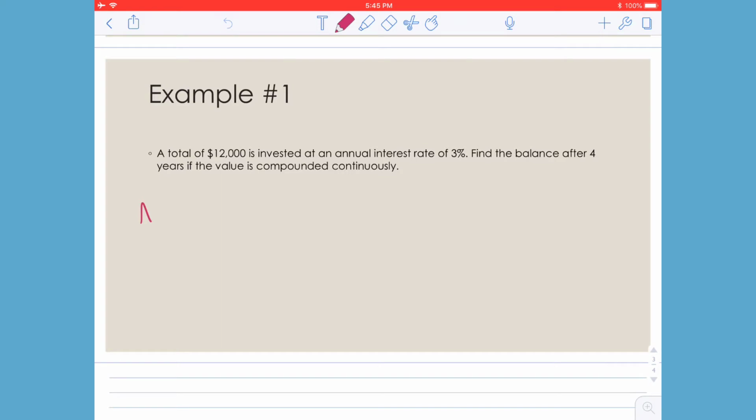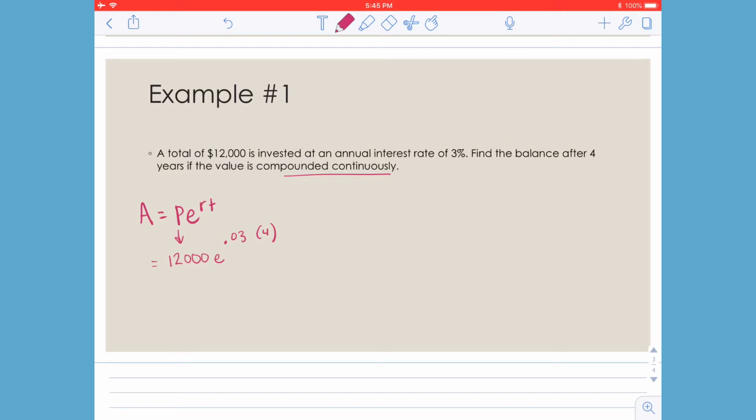So the key to needing to use the PERT formula is when you see compounded continuously in the problem. So our P is going to be 12,000 because that's our original value. E, we're going to raise that to a rate of 0.03, and then we're going to multiply that by our respective t value, which is 4. And so that right there represents the setup of your formula, and you would then utilize your calculator to figure out what that respective value is going to be.